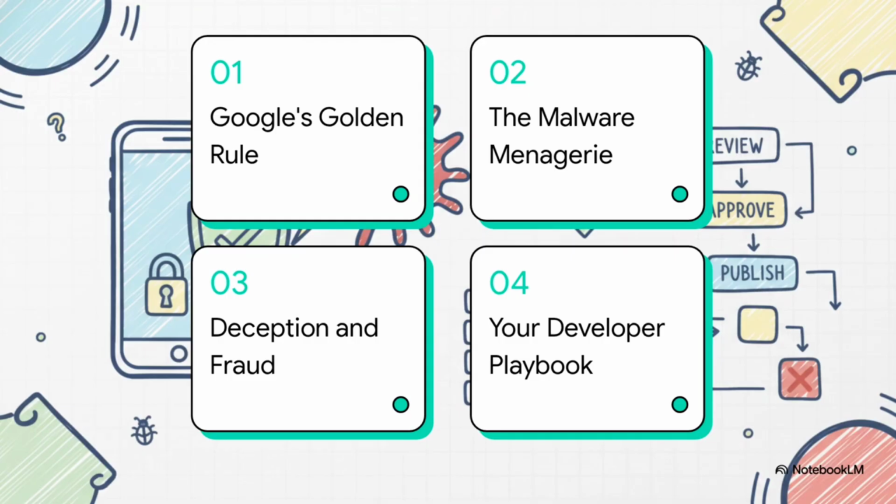First up, we're going to talk about the one big idea that drives the whole policy. Then we'll dive into the different kinds of threats Google is on the lookout for, kind of like a zoo of bad code. After that, we'll look at how malware tricks users, and we'll wrap it all up with a simple playbook to help keep your apps safe and in the clear.